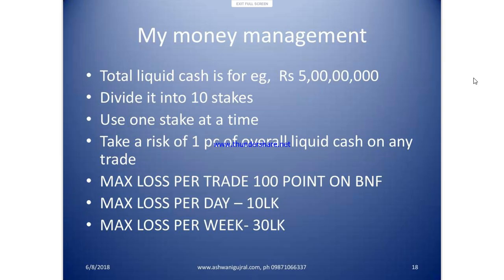Because in the futures market, losing 10, 15%, 20% of your margin money is not a big deal. So you need to make sure that you have enough money. This can also include your stocks, mutual funds, what have you, but liquid. So use one stake at a time and use only 1% of the overall liquid cash. So maximum loss of about 100 points is about 5 lakh on a volume of 5,000, maximum loss per day of 10 lakh, maximum loss per week of 30 lakh.